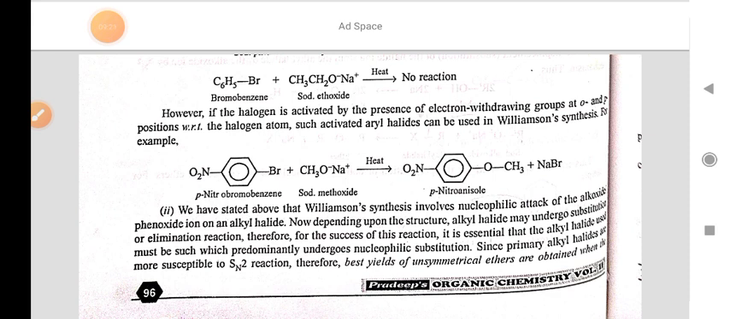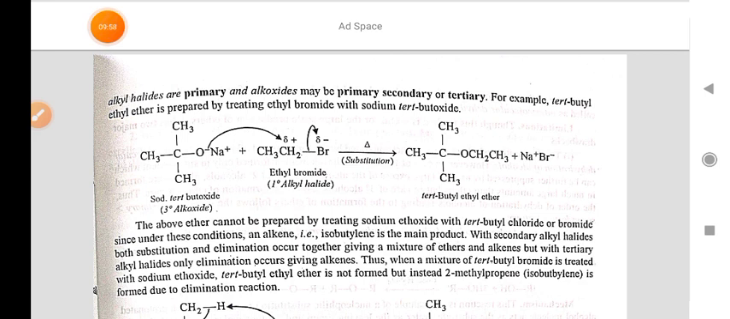We have stated above that Williamson synthesis involves nucleophilic attack of the alkoxide or phenoxide ion on an alkyl halide. Now, depending upon the structure, an alkyl halide may undergo substitution or elimination reactions. Therefore, for the success of this reaction, it is essential that the alkyl halide used must be one which predominantly undergoes nucleophilic substitution. Since primary alkyl halides are more susceptible to SN2 reactions, the best yields of unsymmetrical ethers are obtained when the alkyl halides are primary and the alkoxides may be primary, secondary, or tertiary.